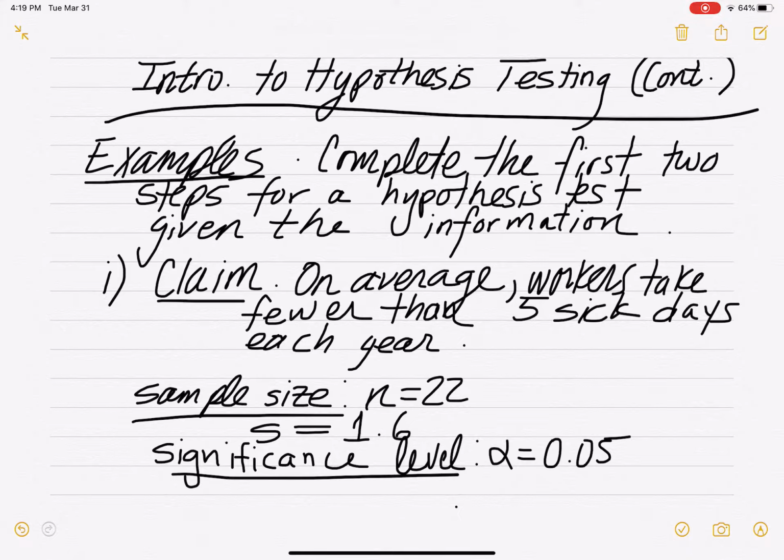So we have some given information, a claim. The idea is you want to test a claim. The claim is that on average, workers take fewer than 5 sick days each year. We take a random sample of size 22 to test that. We have a sample standard deviation s of 1.6. And we're going to test that with a 5% significance level.